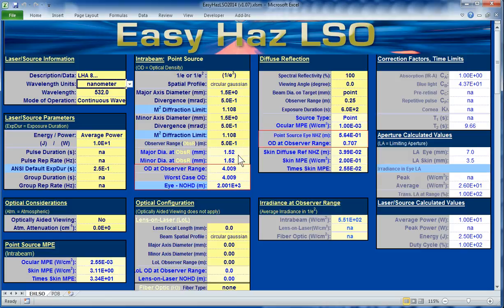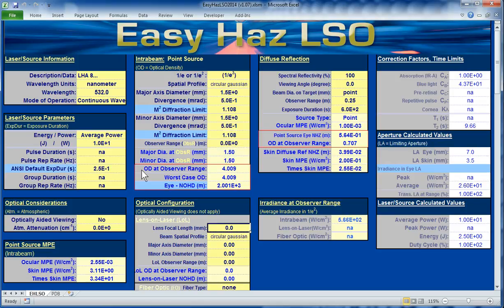You can tell that because the beam has grown just a little bit over the 1/2 meter distance from the 1.5 that we originally put in. This is the diameter of the beam at the observer range. So if we crank this observer range up to, say, 10 meters, we'll see a significant change in the beam diameter. So I'm going to put this at 0 for right now.